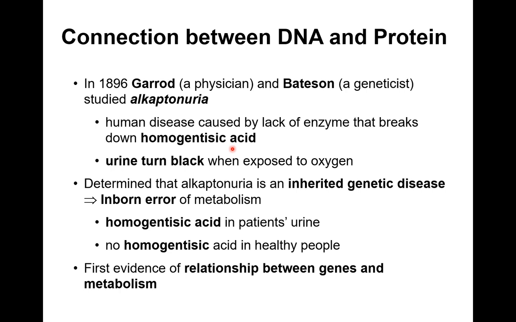And so they hypothesized that there was indeed an association between a change in this genetic material, whatever it was, and the metabolism, so the production of whatever was able to convert this homogentisic acid into a byproduct. So that's the first evidence of association between genetic material, I should say more than DNA, and proteins.